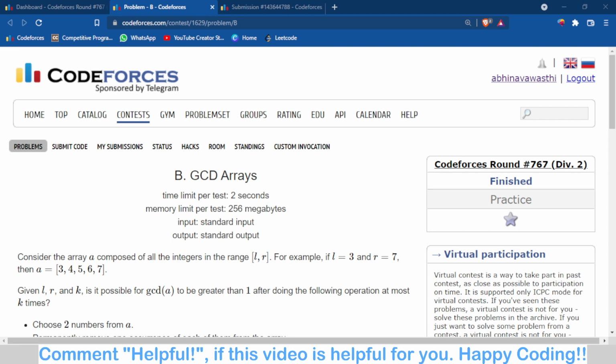So in this video, we are going to talk about problem B of Codeforces Round 767, which is GCD Arrays. This was quite a simple question, in which you just have to make a single observation, and after that you will get the solution.